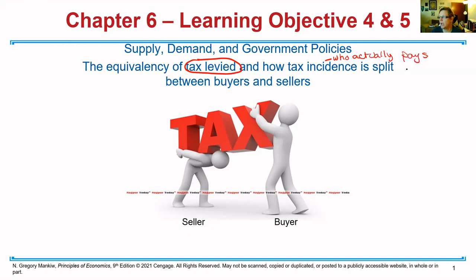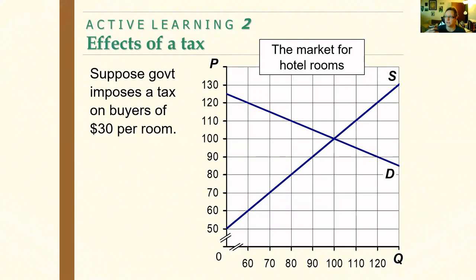And I think the easiest way to explain this is to use an example, okay? So this is a test type question. So suppose the government imposes a tax on buyers of $30 per room. So the first thing that we want to do is to say, okay, who's the tax levied on? And in this case, the tax is levied on the buyers. Just like before, the first most important point to find is equilibrium. So we're going to go ahead and say this is going to be price equilibrium at 100 and quantity equilibrium at 100.